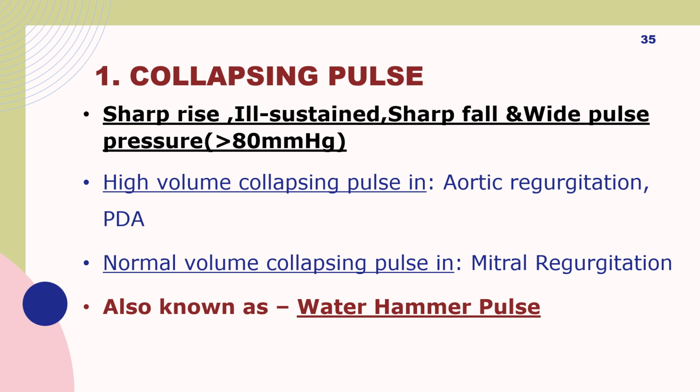Collapsing pulse, also known as water hammer pulse, is a sharp rise, ill-sustained, sharp fall, and wide pulse pressure. High volume collapsing pulse is seen in aortic regurgitation and PDA, that is patent ductus arteriosus. Normal volume collapsing pulse is a feature of mitral regurgitation.